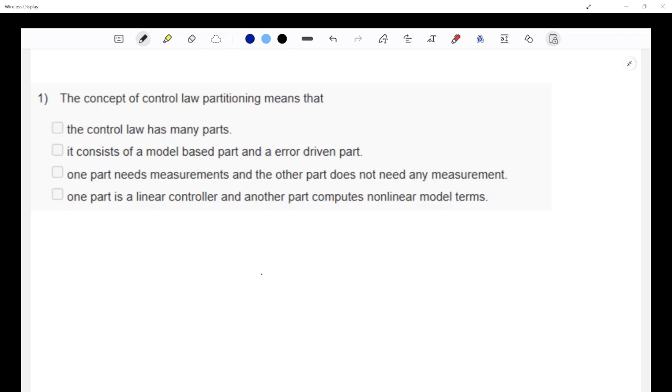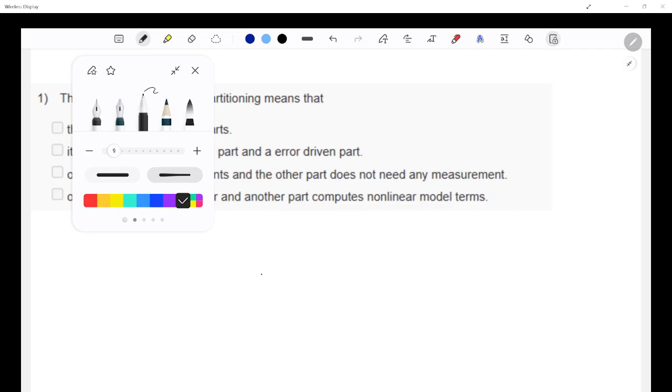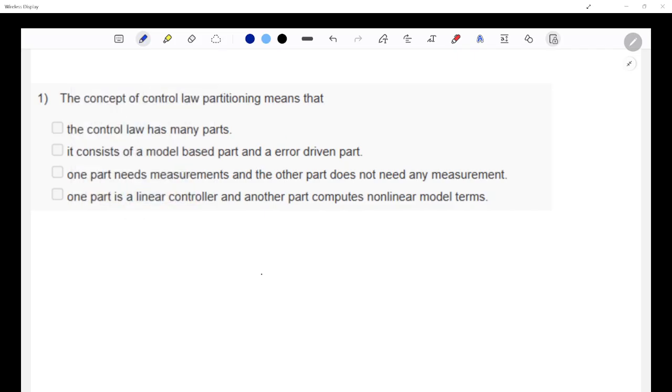The concept of control law partitioning means that the control law has many parts. It consists of a model-based part and an error-driven part. One part needs measurements and the other part does not need any measurement. One part is a linear controller and another part computes a non-linear control method. Does anyone want to take a guess on the answer? This is a very fundamental question and extremely important. We should learn this from first principles.